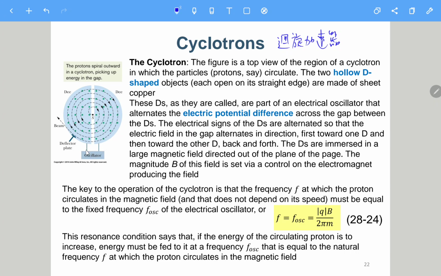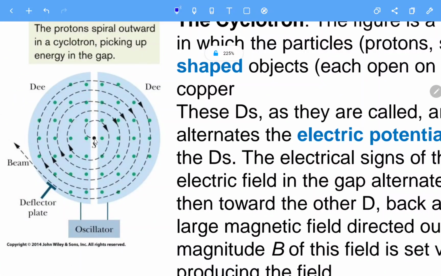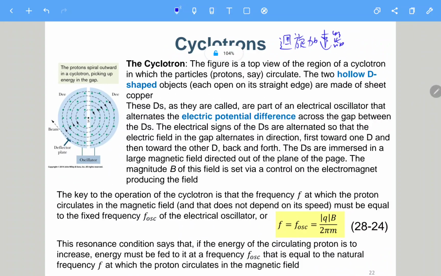So it consists of an oscillator and then this area with two disks of a semicircle, and then there is a small gap in between. So from this dot S, it is like the source. It will try to emit some protons, and then it will just go like this, like a spiral. I will mention how it will be like that.